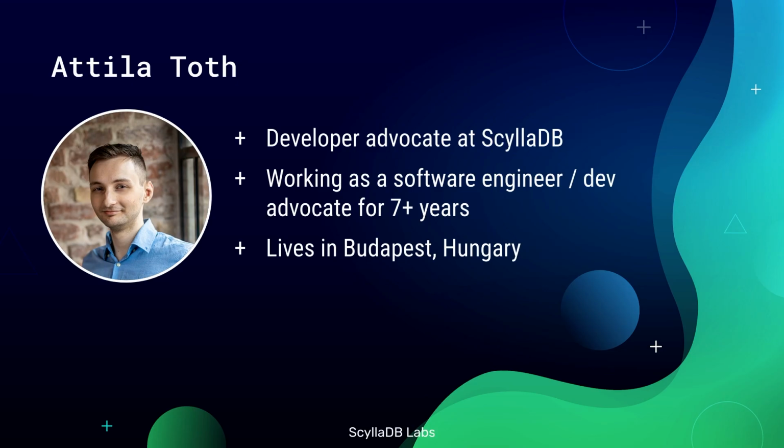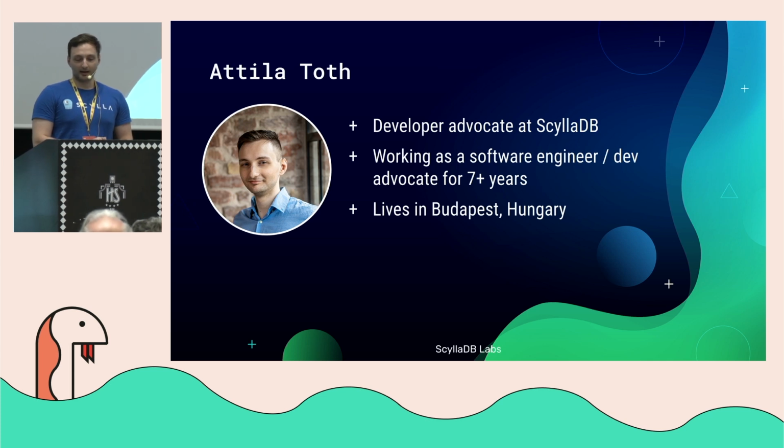So a little bit about me. My name is Attila Toth. I work as a developer advocate with a company called ScyllaDB. Before ScyllaDB, I've been working either as a developer advocate or a software engineer, or sometimes I did both over the years. And I live in Budapest, Hungary, currently.